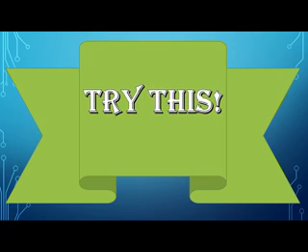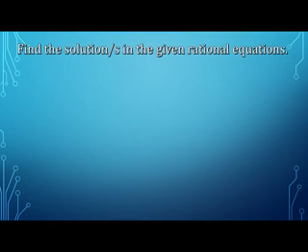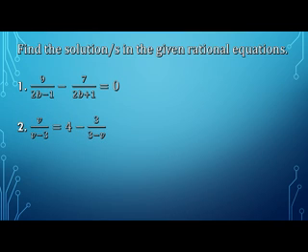So now, let's try this. Find the solution or solutions in the given rational equations. First is 9 over 2b minus 1 minus 7 over 2b plus 1 is equal to 0. Number 2, v over v minus 3 is equal to 4 minus 3 over 3 minus v.